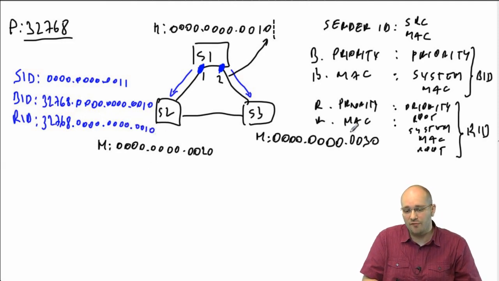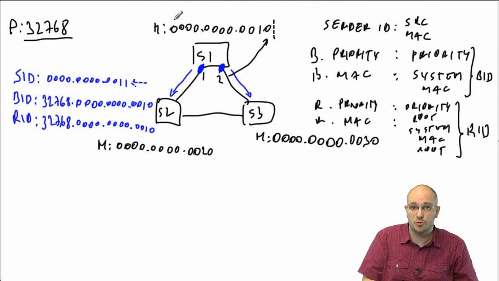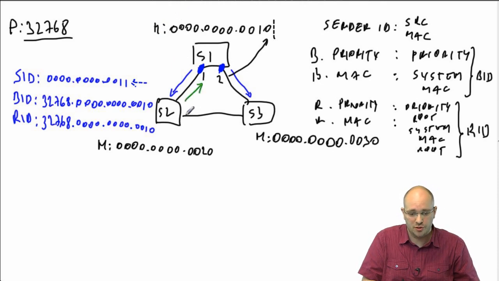The similar values will be transmitted to switch 3. The only thing that will be different will be the actual sender ID. Independently from switch 1, switch 2 is going to transmit its own BPDUs out of its own ports 1 and 2.